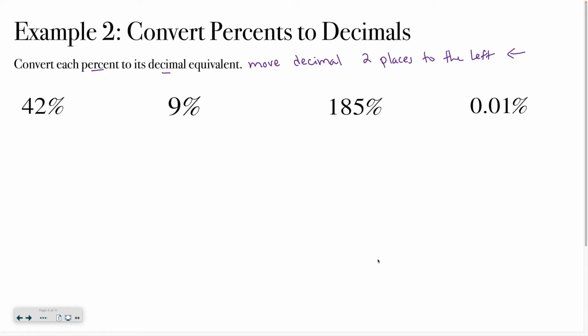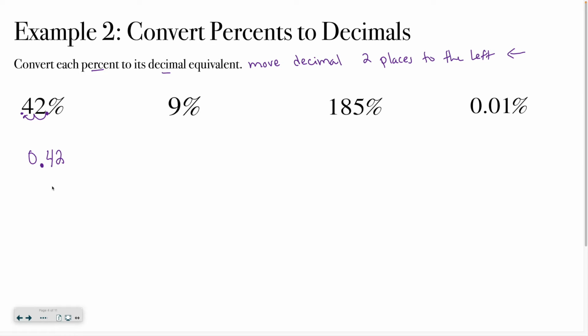Right now I don't see a decimal with my 42. That's because a decimal point has invisibility powers if there's nothing that follows it. So my decimal is going to be right after the last number listed. I'm going to move it 2 places. That means my decimal now needs to be in front of my 42, and I'm going to put a 0 in front of that decimal, so that I know there's a decimal in front of the 42.